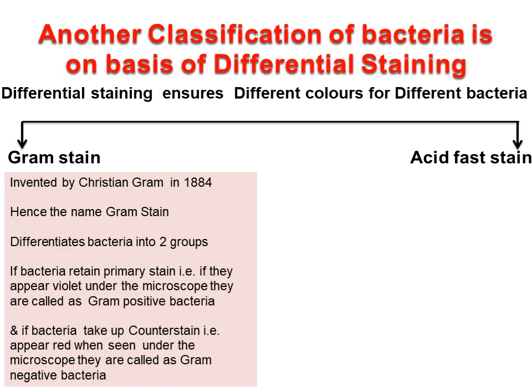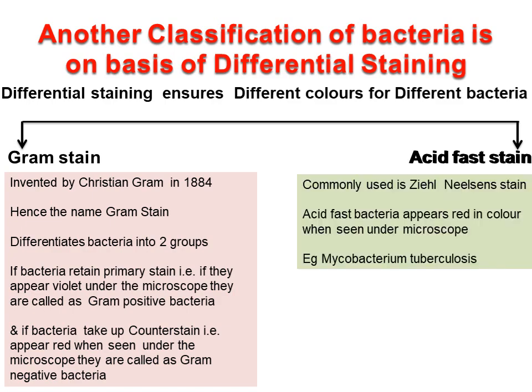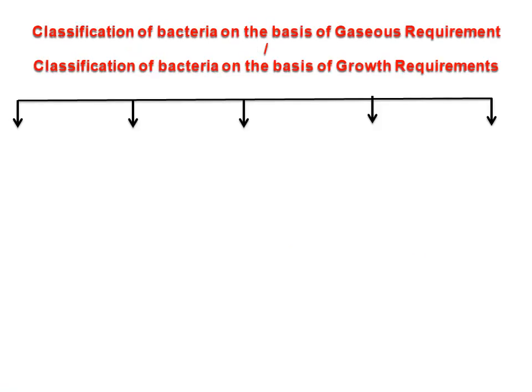If bacteria retain primary stain, that is, if they appear violet under the microscope, they are called gram-positive bacteria. And if bacteria take up counter stain, that is, appear red when seen under the microscope, they are called gram-negative bacteria. The second staining is acid-fast staining. Commonly used is Ziehl-Neelsen's stain. Acid-fast bacteria appear red in color when seen under microscope. Example, Mycobacterium tuberculosis.